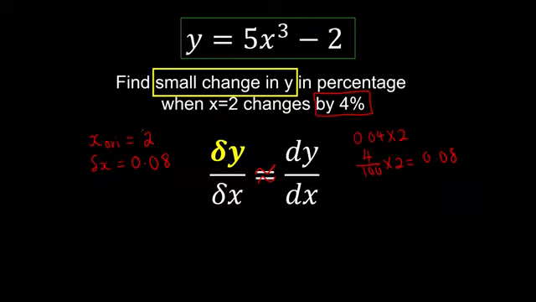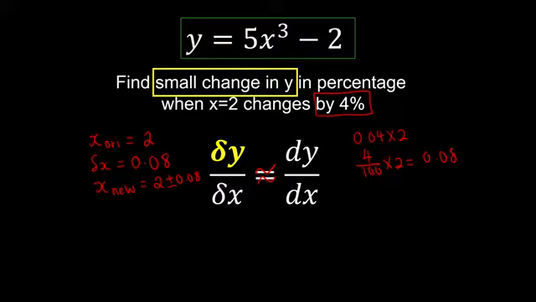But remember, this small change can be an increment or a decrease. And what is our new x now? It can be 2 plus or minus 0.08, because we don't know whether the change is an increase or decrease.